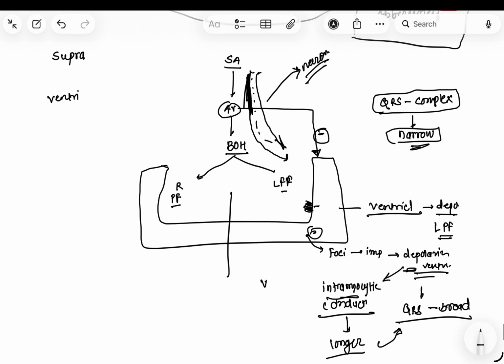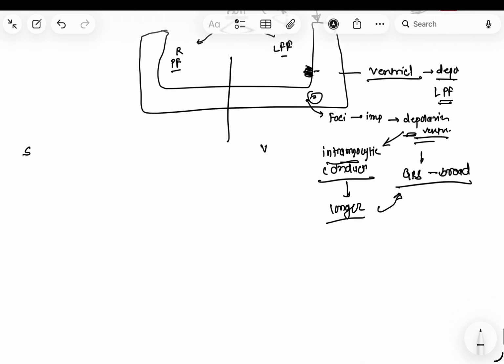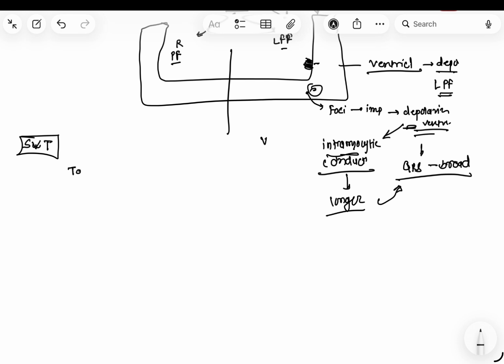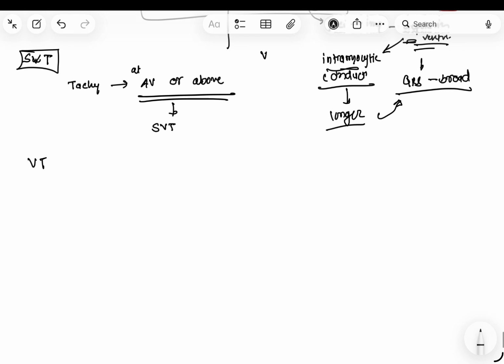Now what is supraventricular tachycardia? Supraventricular tachycardia, SVT. SVT is any tachycardia that is caused at the AV node or above the AV node. This will be considered a supraventricular tachycardia. And what about ventricular tachycardia? Any tachycardia originating at the bundle of His or below the bundle of His, right?